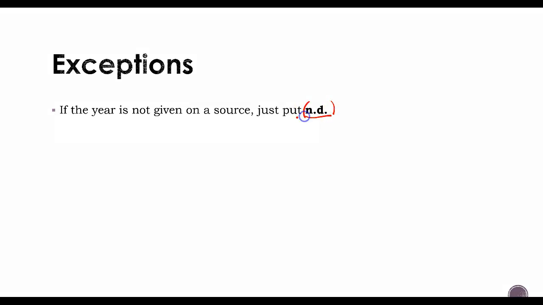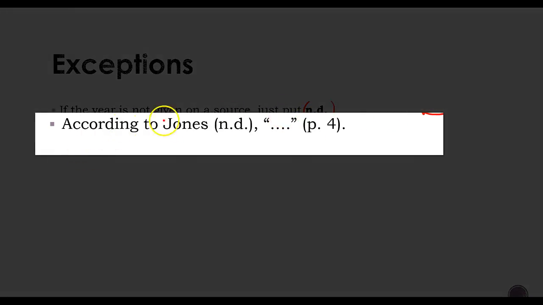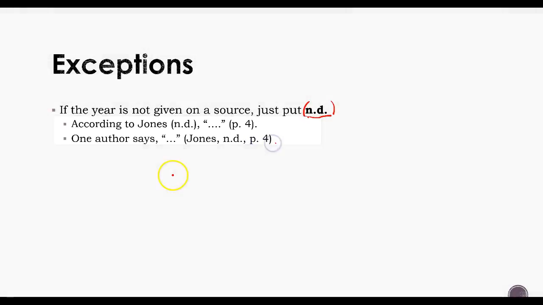So there's a couple of exceptions to these rules too. If the year is not given, so anytime there is a year, you want to use it, but if the year is not given, you want to put N.D. for no date. So we'd say, according to Jones, N.D., da-da-da, page 4, because we didn't have a date on Jones. Or one author says, da-da-da, Jones, no date, page 4, period.